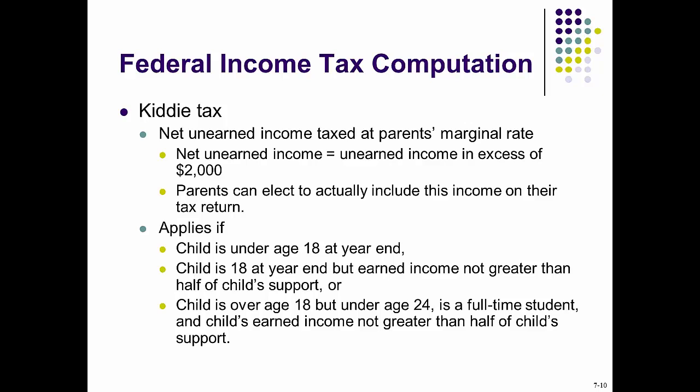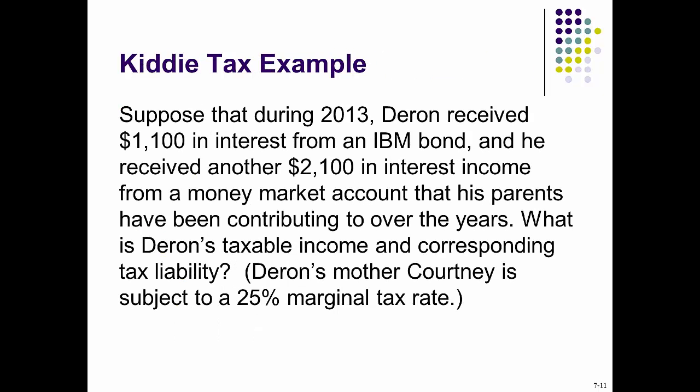For this one, we want to see example 7-7 on page 7-9. Suppose that during 2013, Darren received $1,100 in interest from an IBM bond, and he received another $2,100 of interest income from a money market account that his parents have been contributing to over the years. What is Darren's taxable income and corresponding tax liability? Darren's mother, Courtney, is subject to a 25% marginal tax rate.